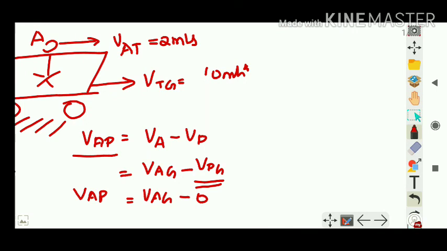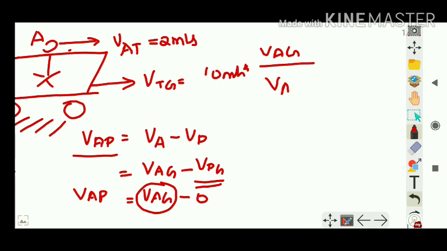Now, let's move on. How can I rearrange it? How can I find VAG? As per this figure, I don't know the value of VAG. VAG is the velocity of A with respect to ground. I cannot find the value directly, or write this as a subtracted quantity, so I will use another formula. How can I find VAG?